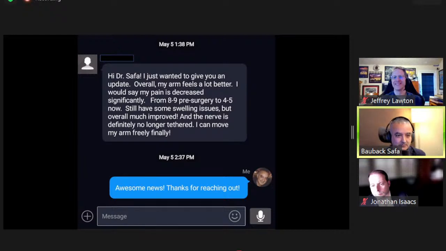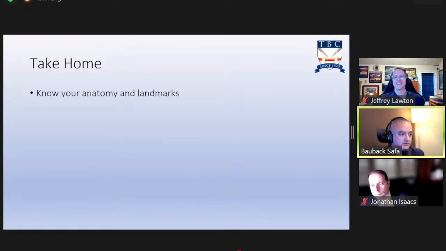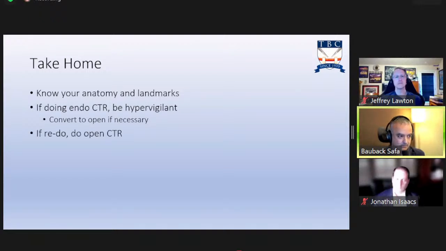So, take home message for this, I think, this is all about anatomy and landmarks. You need to know where you are. You need to know where the danger zones are. And if you're doing an endo CTR, just be really vigilant and don't be afraid to convert to open if there's any problems. No one's going to blame you for doing that.